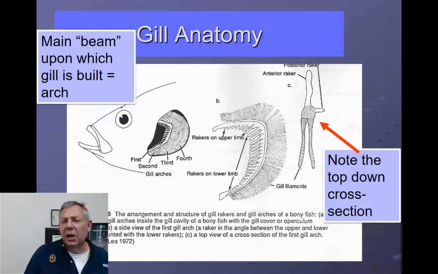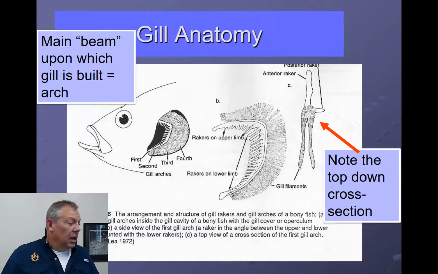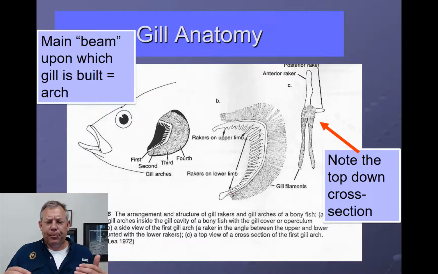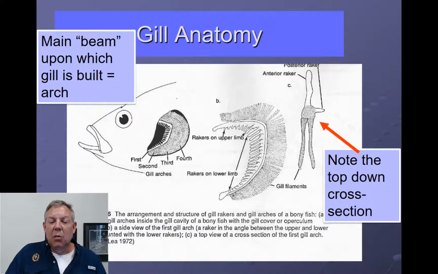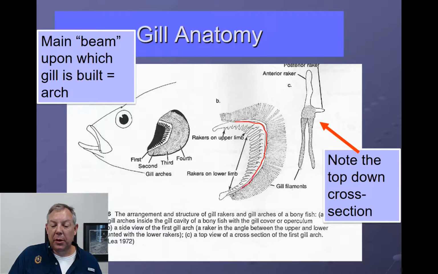Once the blood leaves the heart, it goes to the gills, where lots of things occur. But of course, the gills need to be thin and light so that you can have exchange with the water. Now, the main beam, or the foundation or the structure of the gill, is called the arch, right? And that's this heavy part here. And so that gives it structure, and then that's attached at the bottom and at the top. It's attached to the fish.